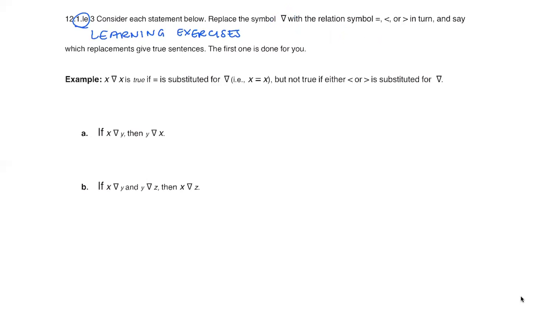And say which of these replacements, equal to, less than, or greater than, give true sentences. They give you the first example. So x is related to x is true if the equal sign is substituted. That is, x is equal to x, but it's not true to say that x is less than x. And it's also not true to say that x is greater than x.